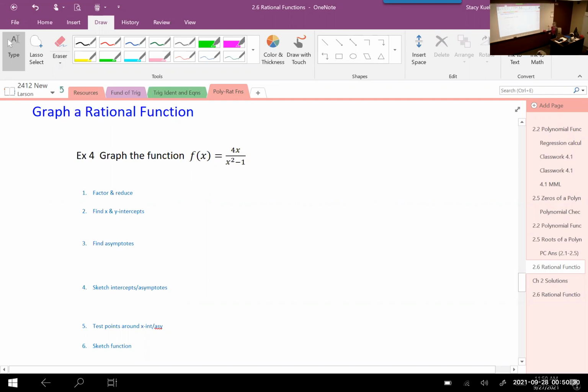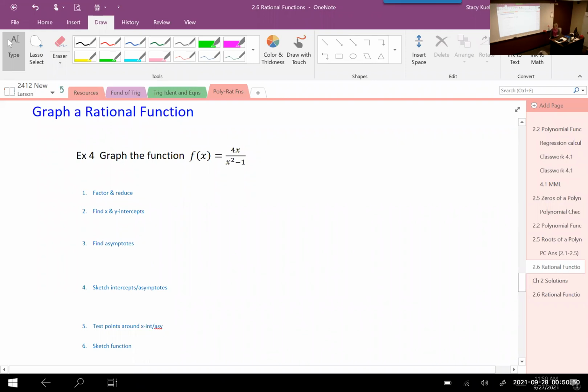We want to find those x and y intercepts. We want to find the asymptotes. Put those on the graph. Test some points, because we're practicing this for when we move into calculus and do curve sketching, and then finish off the sketch using our graphing calculator.